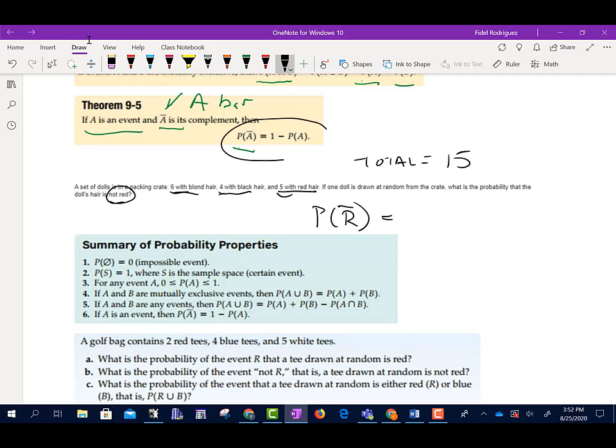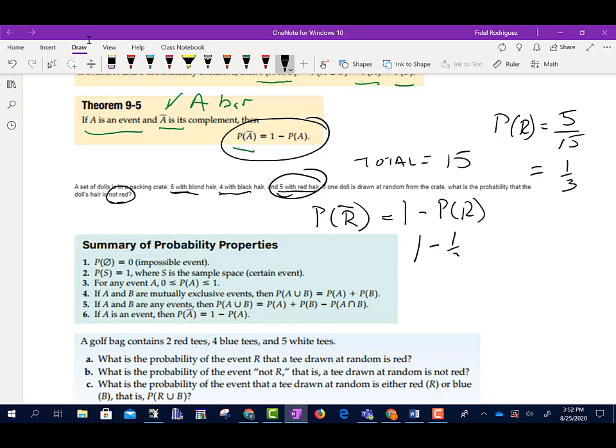And I can use this little formula here. I've got 2 ways of doing this. I'll show you the first way. We can find 1 minus the probability that it is red. Out of the 15, how many of them had red hair? 5. 5 out of 15 would be the same thing as 1/3. So 1 minus 1/3 would be 2/3, right? It's supposed to be number 3 right there.